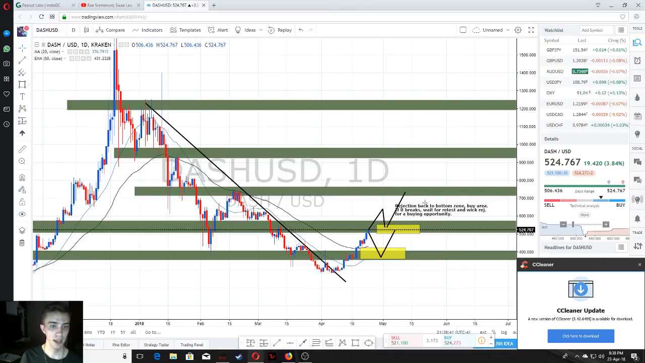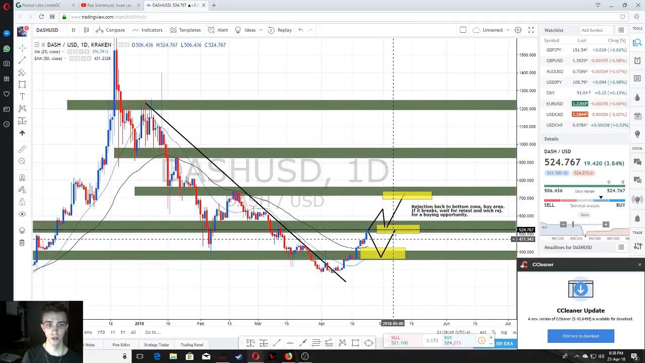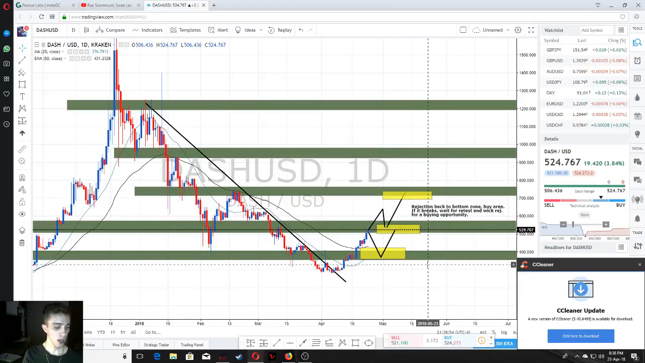We're looking to buy into this zone here. I hope you guys can understand that. It should be pretty simple. If it comes down, you buy here. If it breaks, retests, we buy to the next zone. I understand it. You guys should understand it.